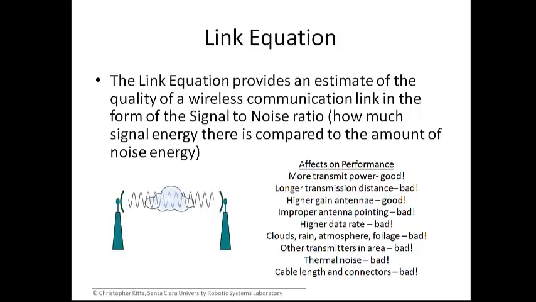The link equation provides an estimate of the quality of the wireless communication link. And it does this by computing a ratio known as the signal-to-noise ratio, which is the amount of signal energy there is in what we receive compared to the amount of noise energy. As you can imagine, we want more signal. That's the part we care about. And ideally, we want less noise. And if we do that, then the ratio of signal-to-noise becomes larger, and that's a good thing for us.